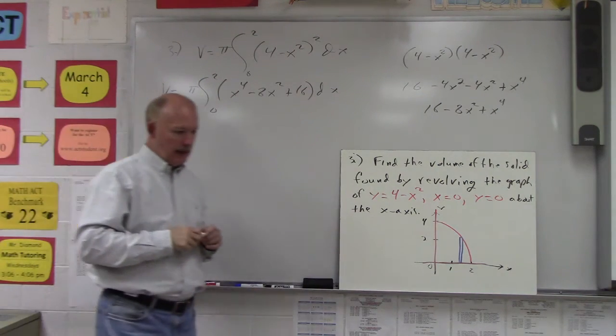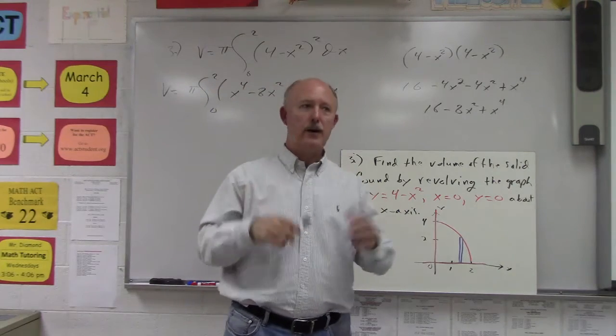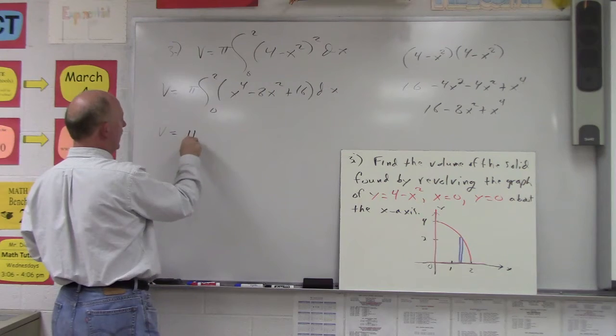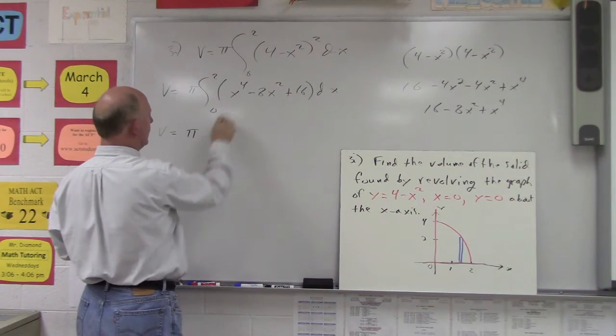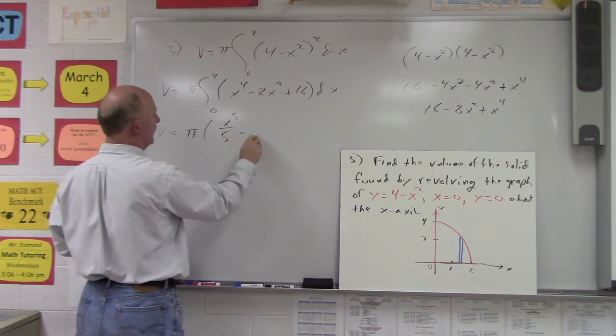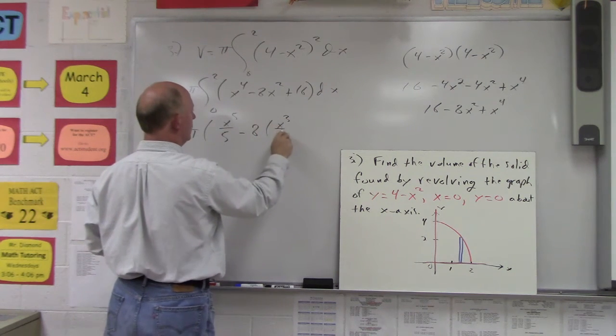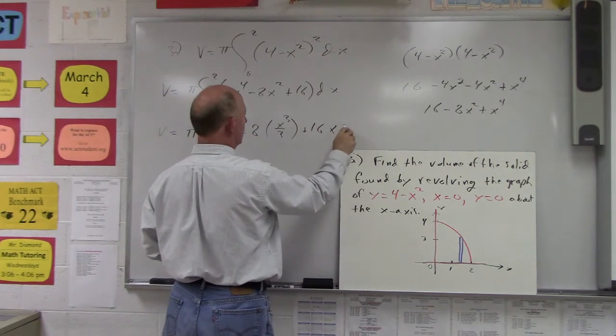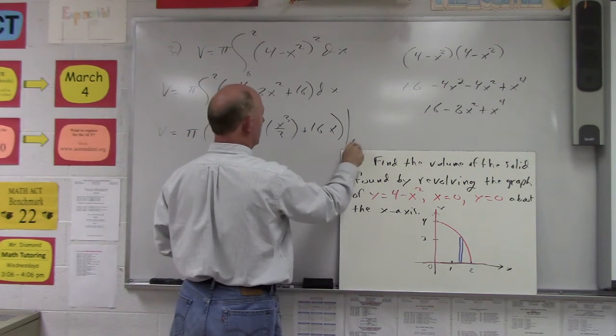Right. And we're ready to find our antiderivative. So let's get our antiderivative here. Our volume will be equal to pi times the antiderivative of x to the fourth, which is x to the fifth power over 5, minus 8 times x cubed over 3, plus 16x. And this will be from 0 to 2.